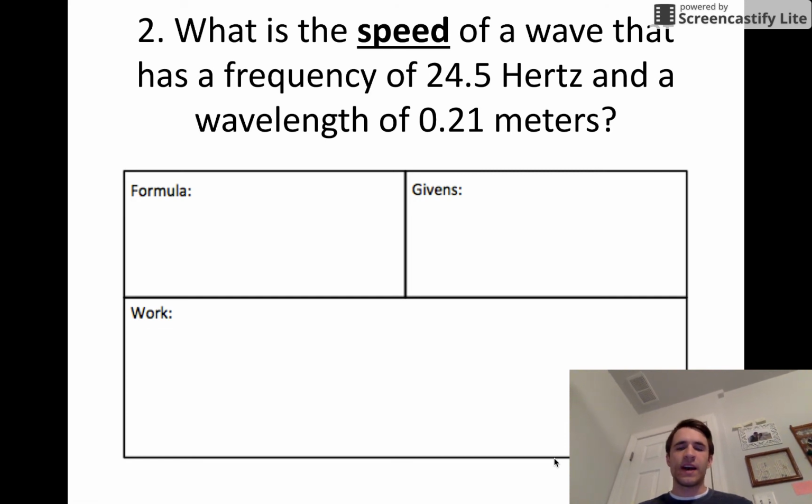What's the speed of a wave that has a frequency of 24.5 hertz and a wavelength of 0.21 meters? Once again, guys, definitely using the same formula: V equals F times lambda. What numbers am I given?